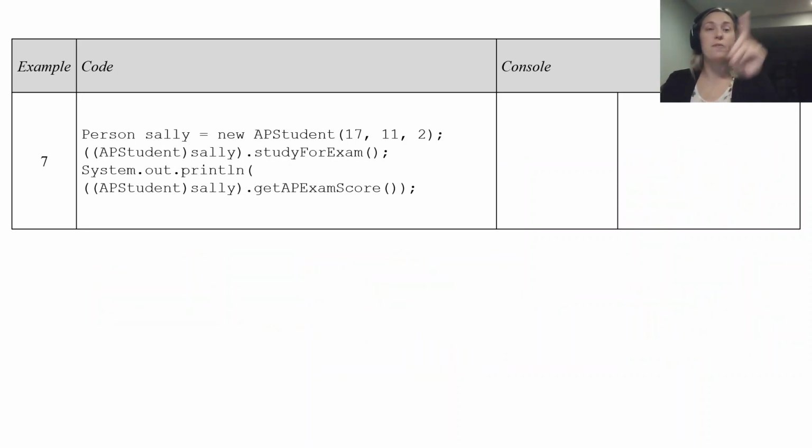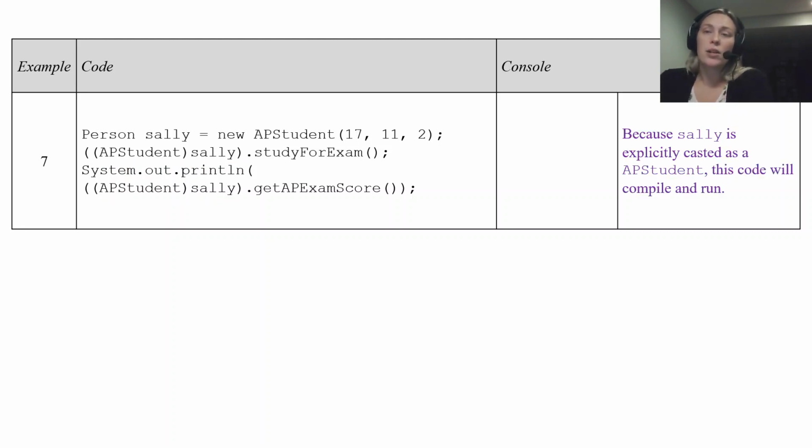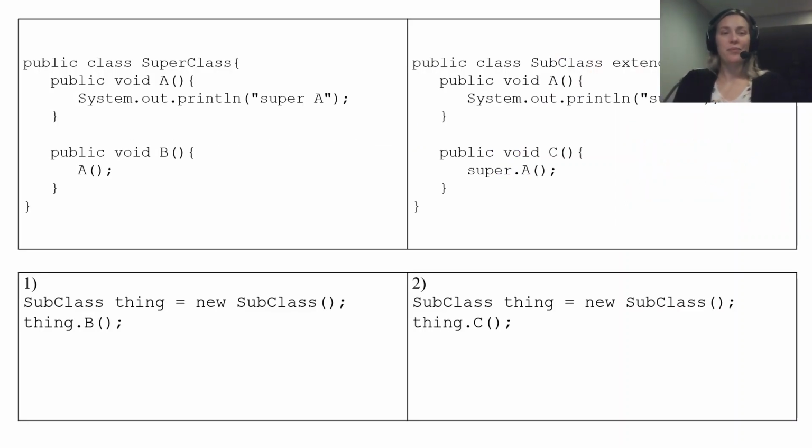Oh, I have one last example. Fixing that. This is explicitly casting Sally so that you're able to run those methods, right? So Sally is a person, but here's our explicit downcast for Sally so that she is able to behave and run those methods like an AP student. So now it will run. She'll study for exams, which means that her AP score increases by 1, and then when you print off her new AP score, it's going to be a 3. And that's the gist of upcasting. Right?